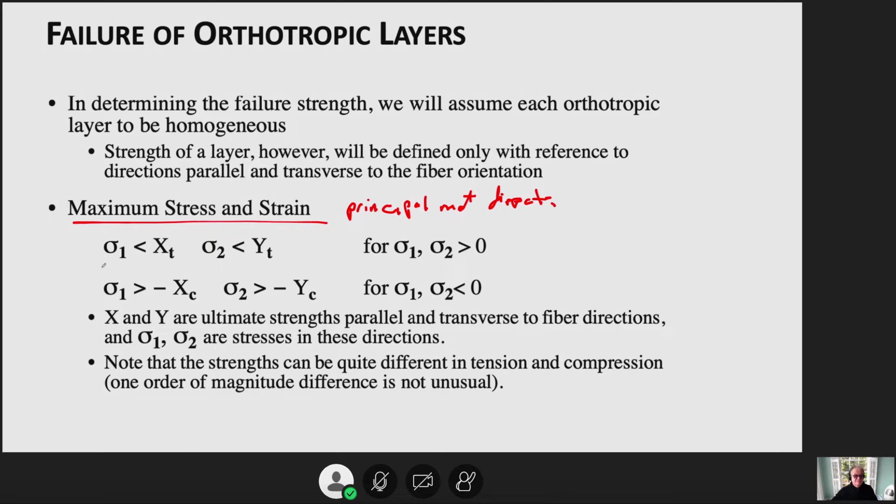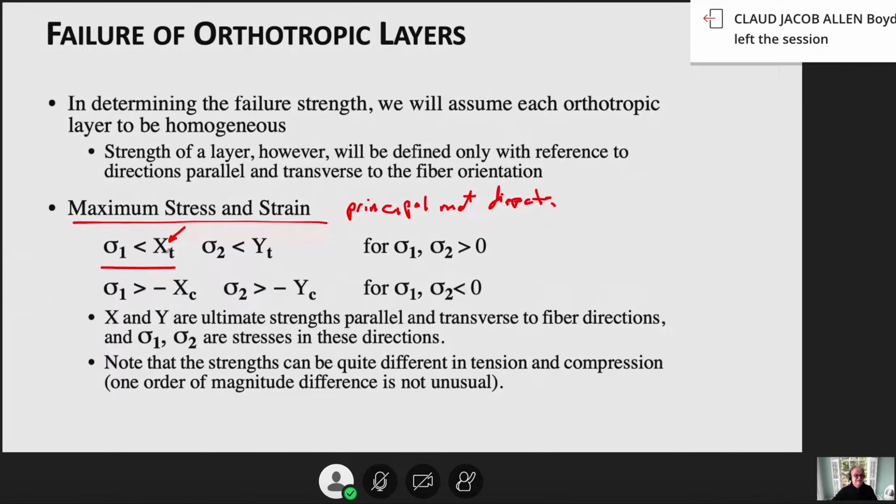So we compare stress along the fiber direction with the tensile strength of the fiber, and we call that XT. This is a specified given quantity. If stress along the fiber direction is less than the tensile strength of a fiber, it doesn't fail.